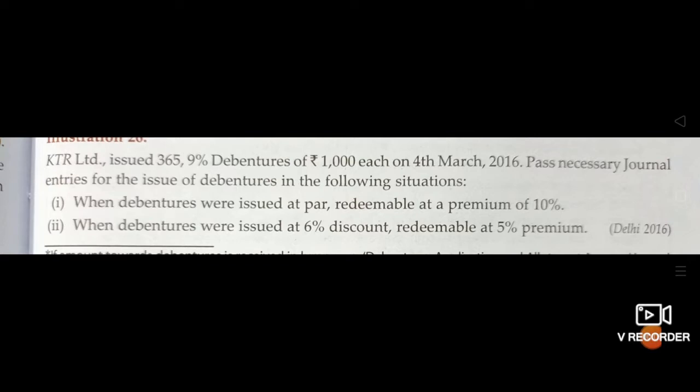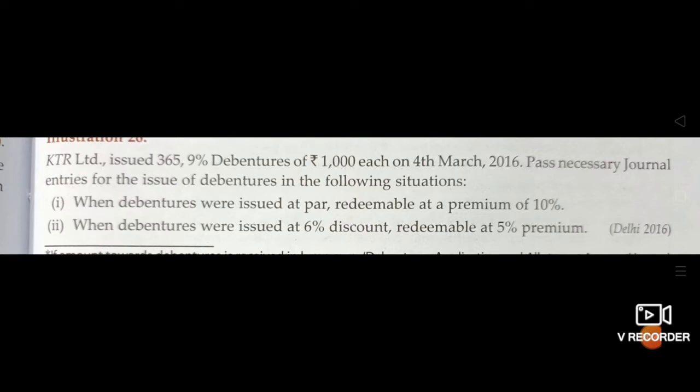See the problem. KTR Limited issued 365 9% debentures of rupees 1000 each on 4th March 2016. Pass necessary journal entries for the issue of debentures in the following situations. Two situations, that is, two cases are given. First, when debentures were issued at par and redeemable at a premium of 10%. Second, when debentures were issued at 6% discount and redeemable at 5% premium.